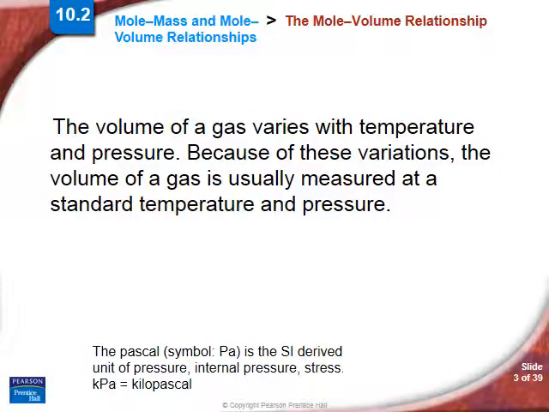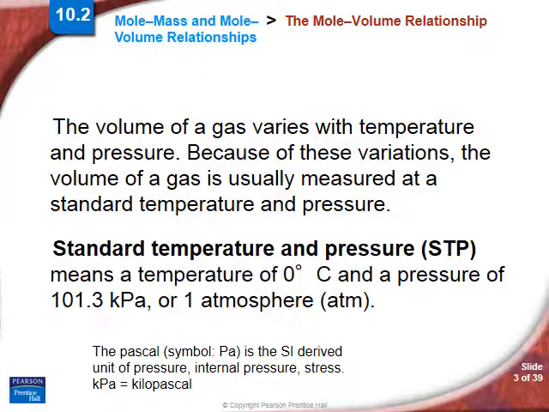The volume of a gas varies with temperature and pressure, and so that's why we're always going to be talking about a gas at standard temperature and pressure, just to have a baseline for it. So STP means your temperature is 0 degrees Celsius, and you can measure pressure in 2 different units. You can measure pressure as 101.3 kilopascals or 1 atmosphere. Okay, so just a little background on units. A unit of pressure is a kilopascal.